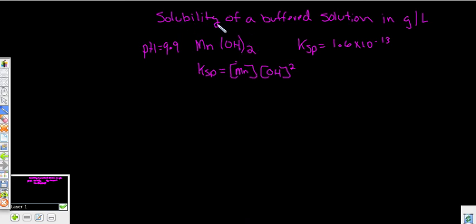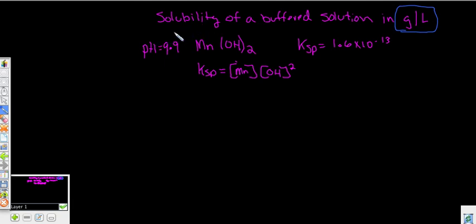So how about the solubility of a buffered solution in grams per liter? Now you always got to make sure you know what they're asking you. Are they asking you for molarity? Are they asking you in grams per liter? So this is kind of a density idea. They could be asking you for all sorts of different things, and so you need to be able to recognize that and then solve the problem accordingly.